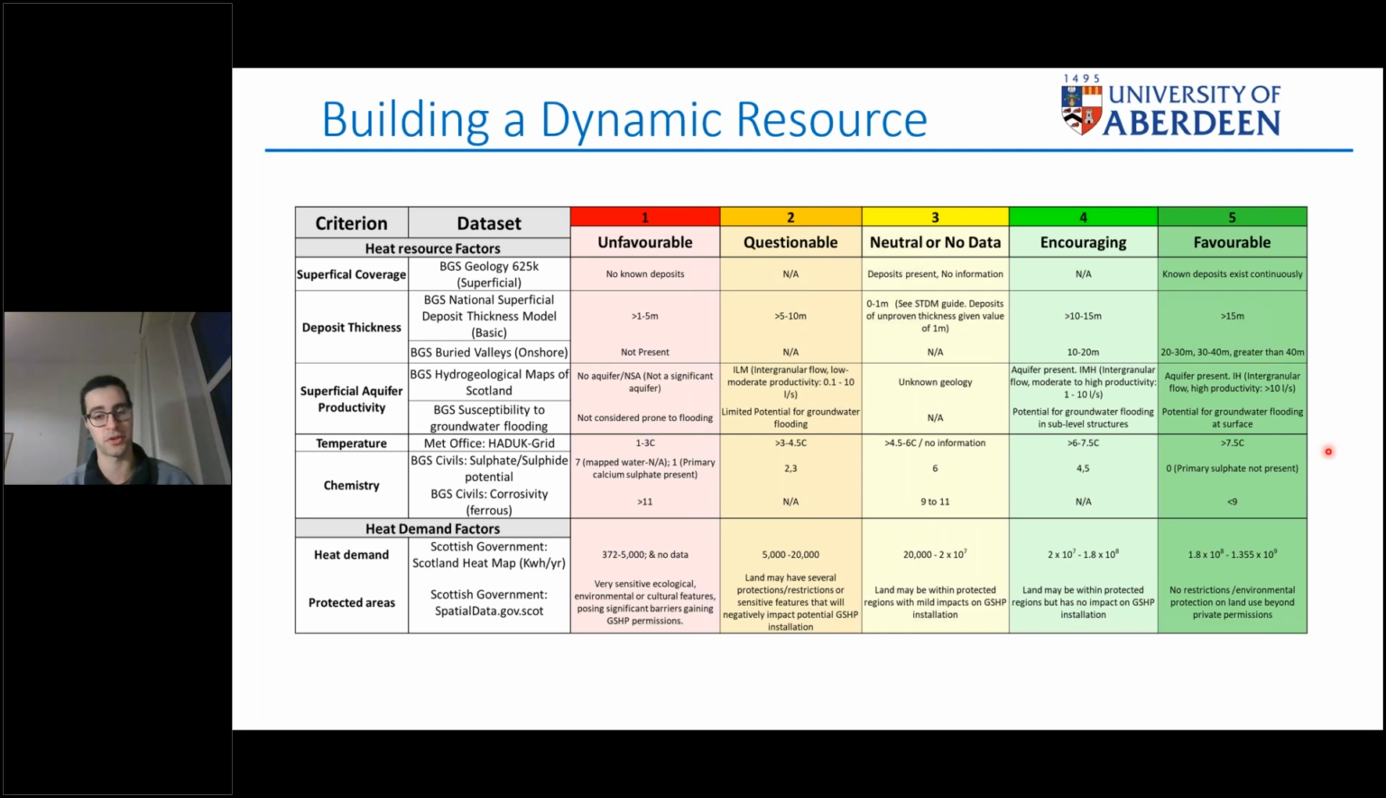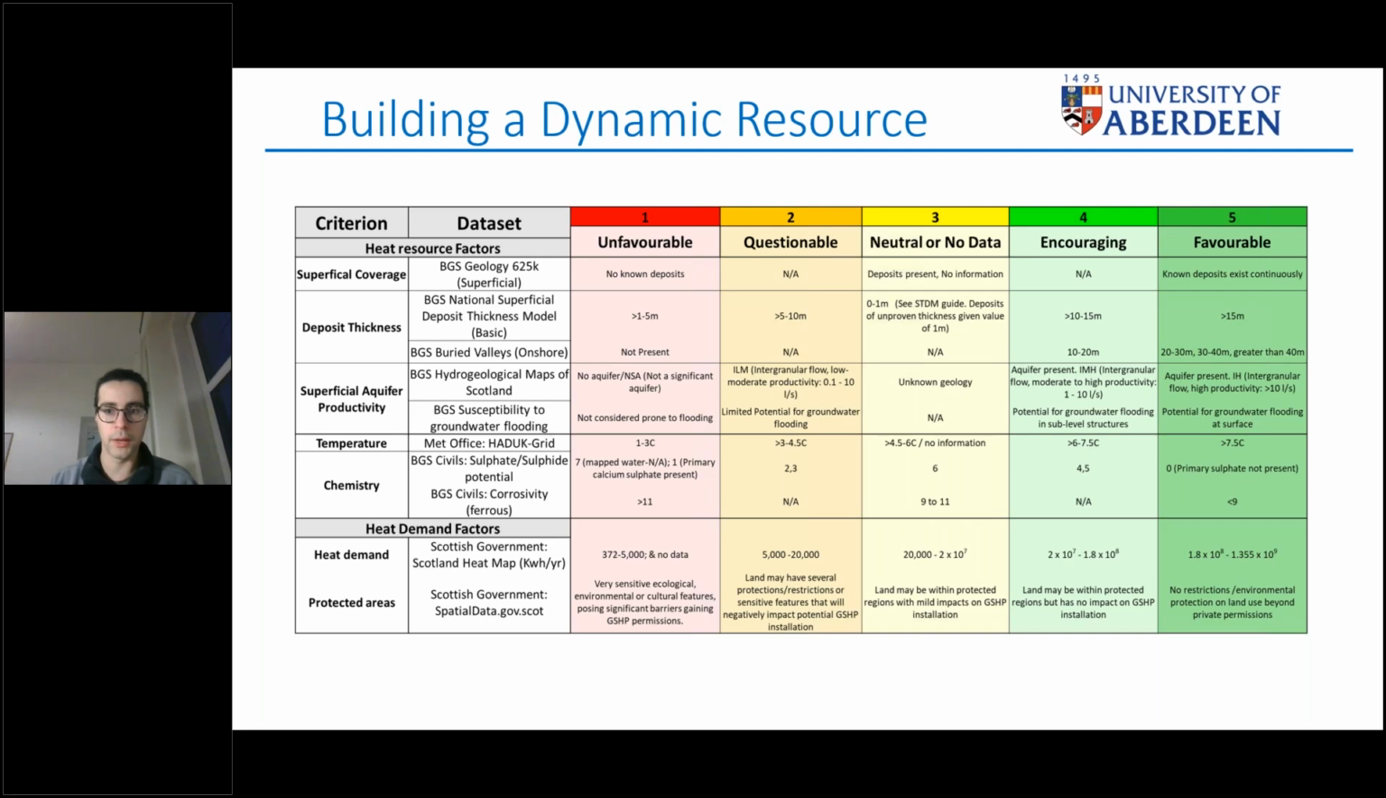So what I've then done to create the map resource is used a 1 kilometer grid, and each kilometer squared will get a score depending on the initial data set. Because there are 10 input data sets, each square kilometer will get 10 individual scores between 1 and 5, and then the average of that is taken as a favorability index score, and that's what's represented on the map, which I'm going to show you soon.